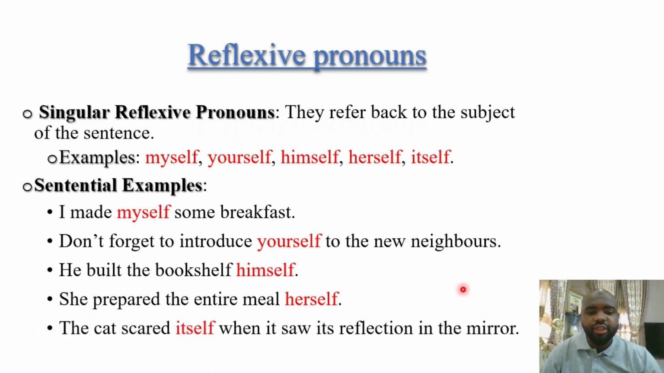The next one is: The cat scared itself when it saw its reflection in the mirror. So you see the cat scared what? Not another cat, not someone else, but itself. It scared itself when it saw its reflection in the mirror. So this is it.